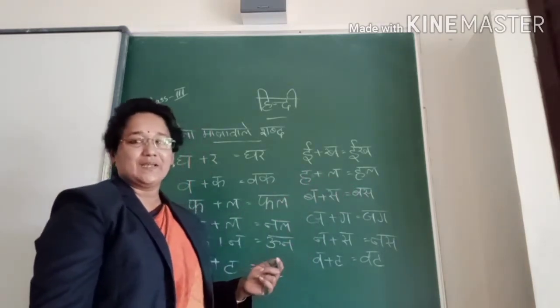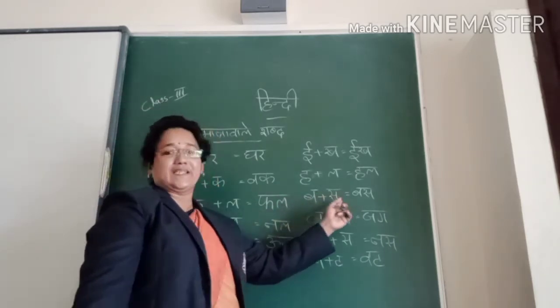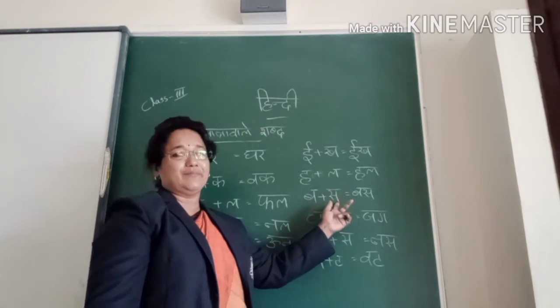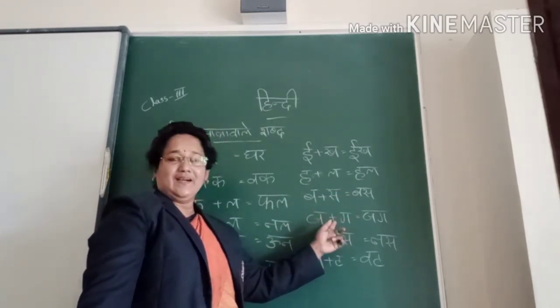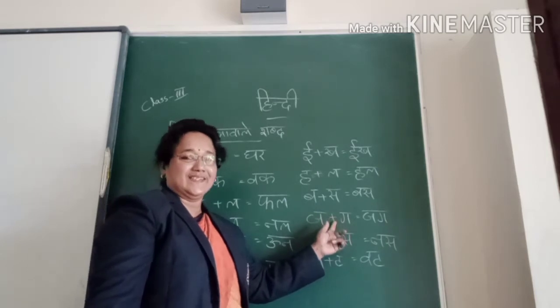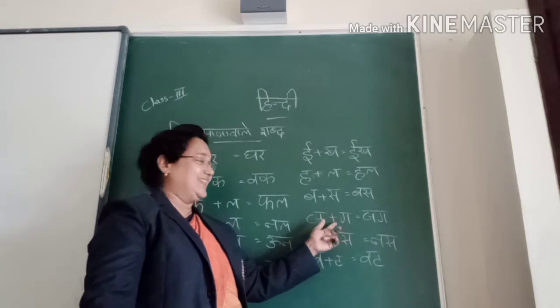Hal meaning is plow. Ba plus sa. Bus. Bus is the meaning, bus only. Ja plus ga. What is that? Yes. Jug. Jug meaning is jaggery in English.